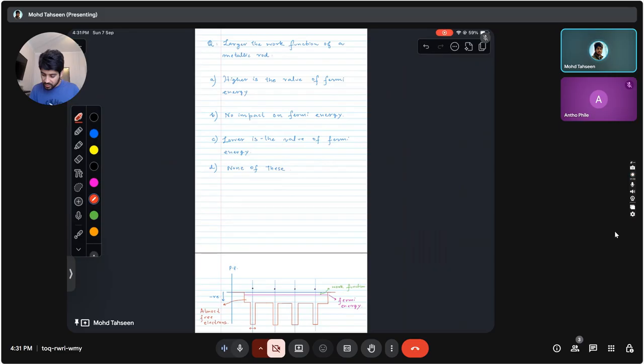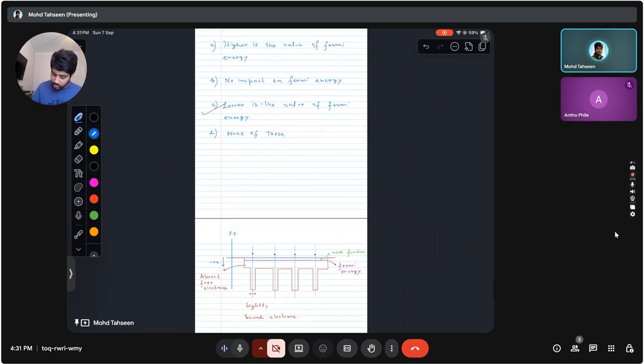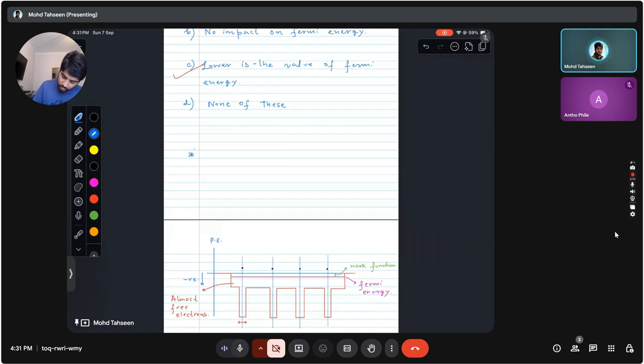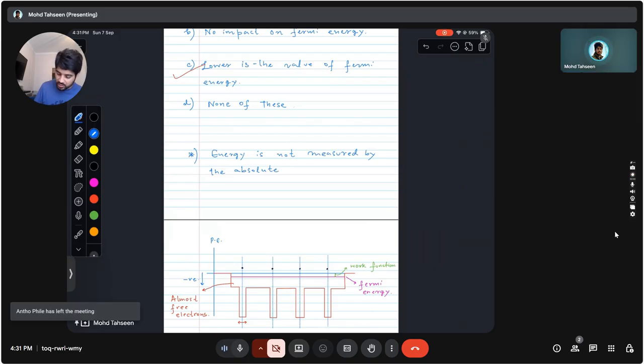In that case, the Fermi energy is lower. So it's lower in terms of its signed value, not the absolute value. So I am going to take this option because it's correct. And the important point to note here is that energy is not measured by absolute value here. So when we say lower energy, minus 10 is lower than minus 5. We don't have to take the absolute value.